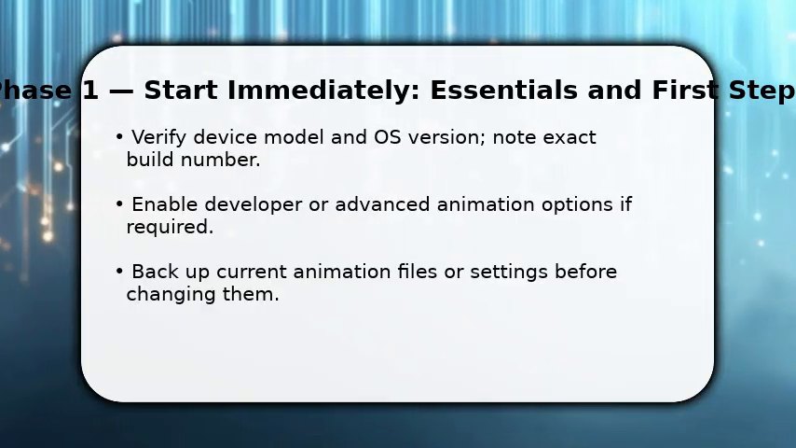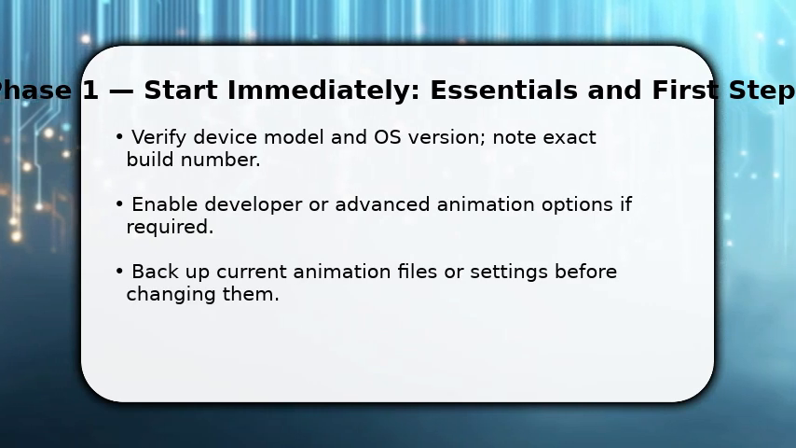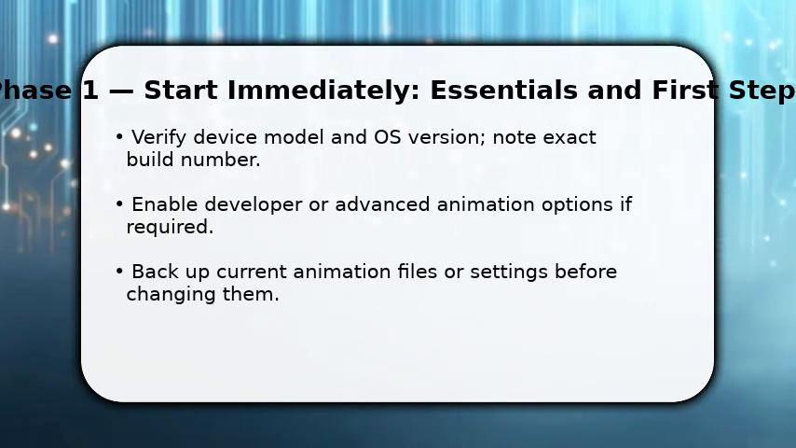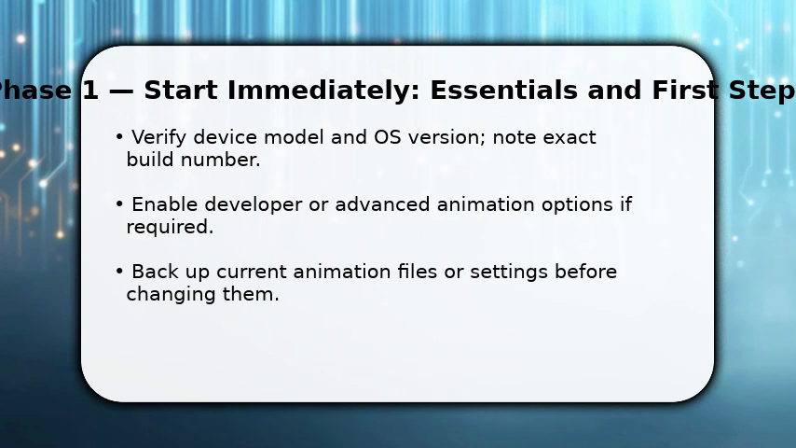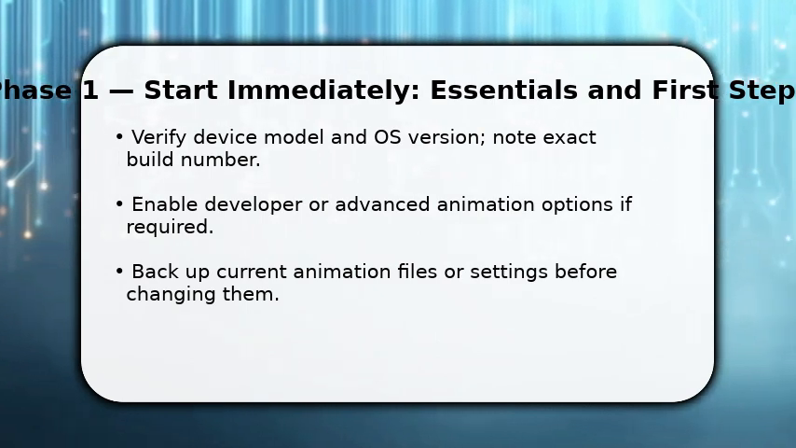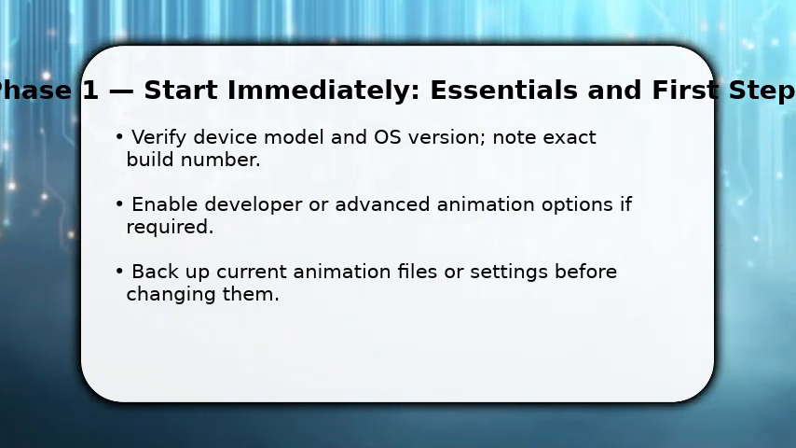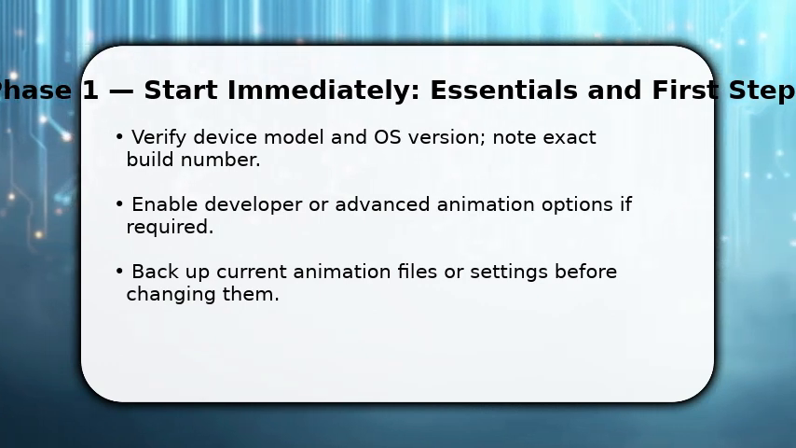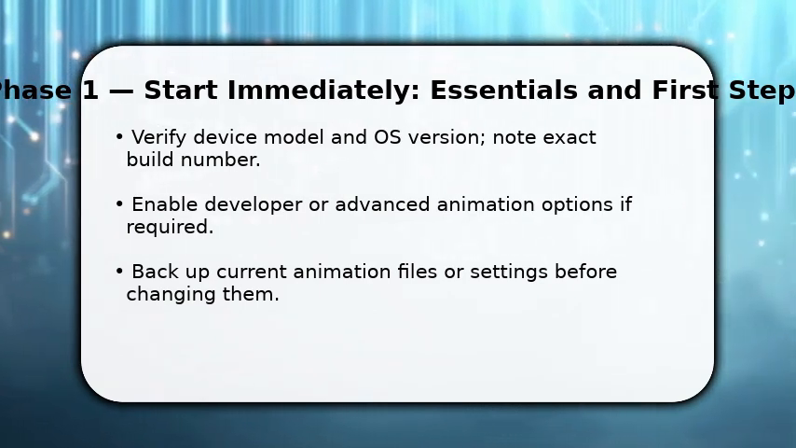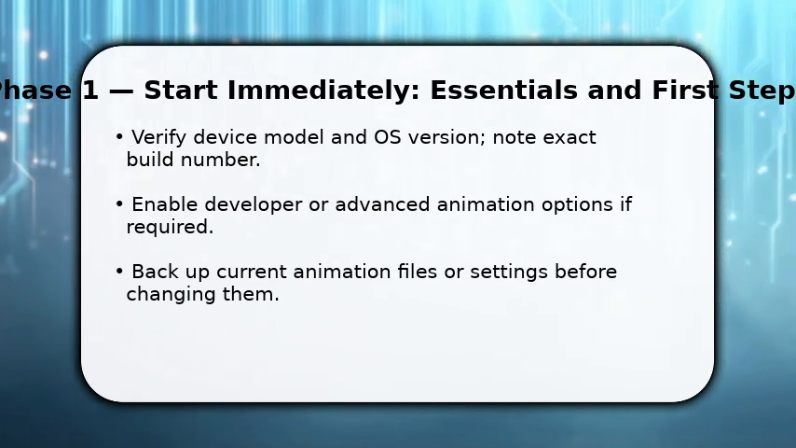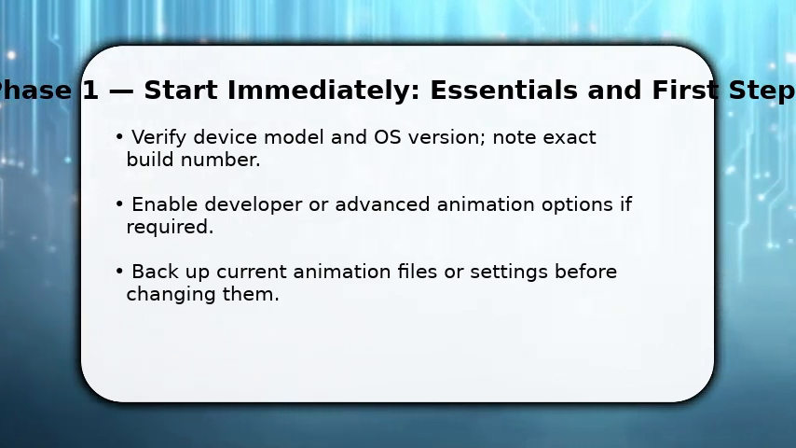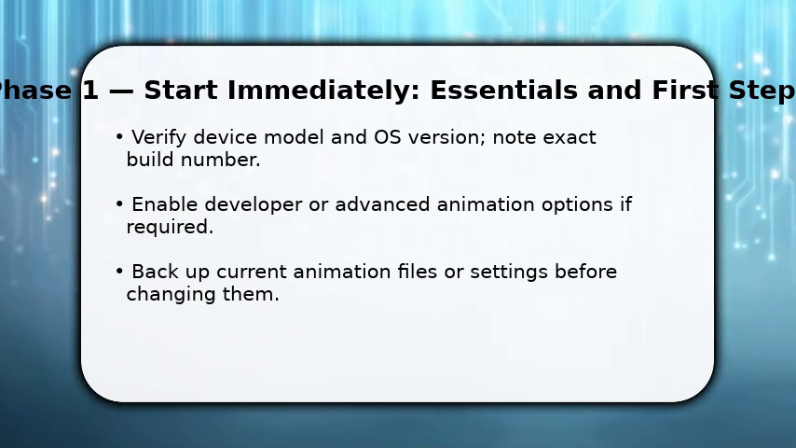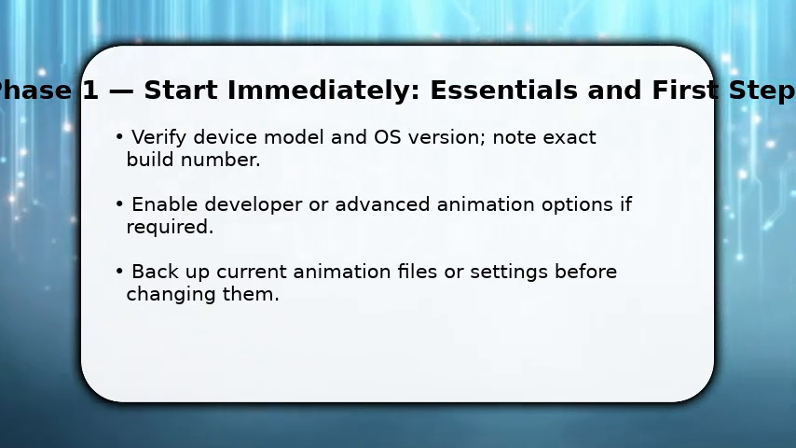You start by confirming the device model and OS build so you target the right animation assets. This avoids mismatches. Open settings and, once there, enable developer or advanced animation options if necessary. Make a quick backup of the current animation files or export the settings now. That gives you a rollback option. You're not prepping indefinitely. This is the first actionable work.